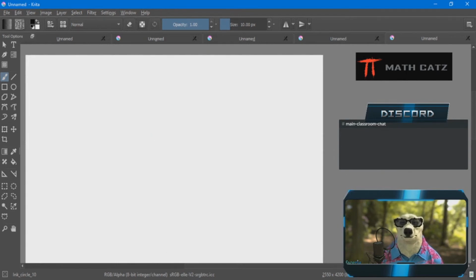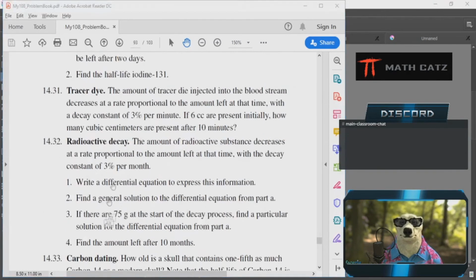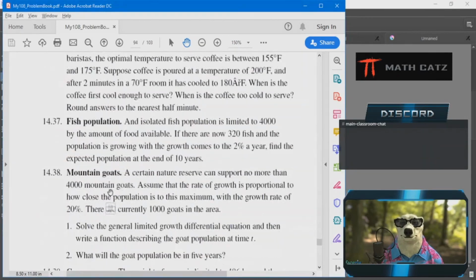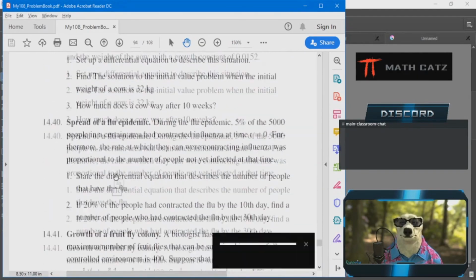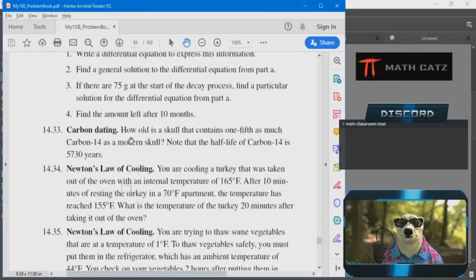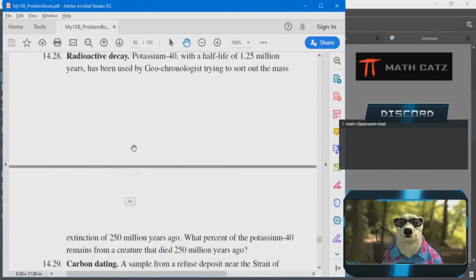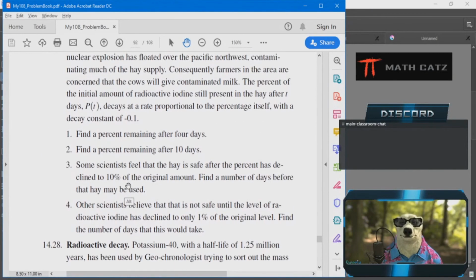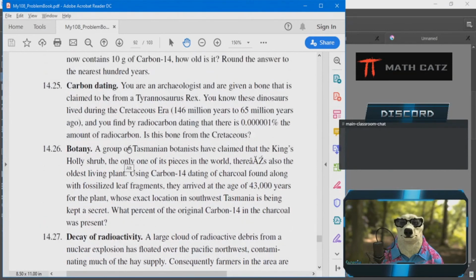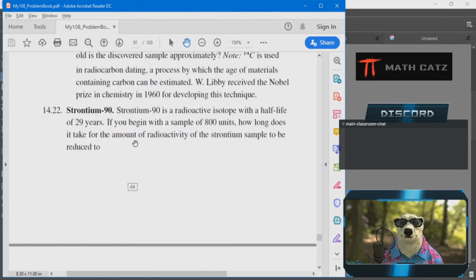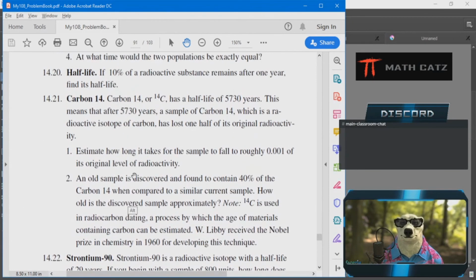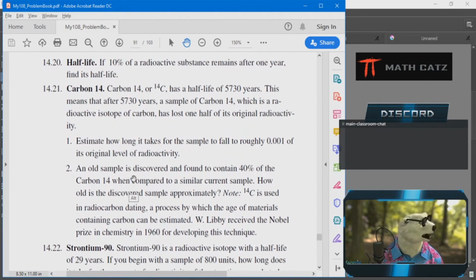Now, I will say at this stage that there are more questions in this problem book. Newton's law of cooling, fish population, and mountain goats, and all kinds of stuff that we won't be covering right now. I want to go to number 20. So for now, we're only focusing on basic exponential population growth and radioactive decay. I want to do 20 and 21, and then we are done.